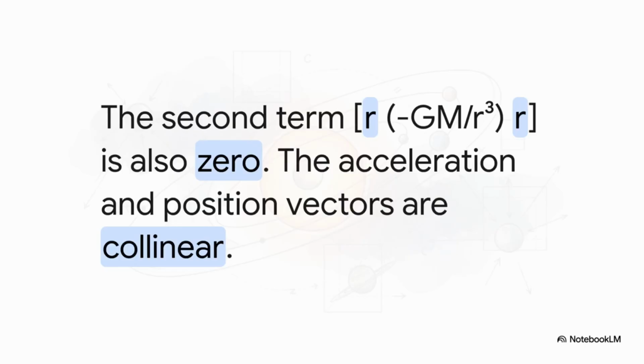Here we need to substitute in our equation of motion for the acceleration, dv/dt. When we do that, we get the cross product of r with a vector that is also pointing along the direction of r. Because gravity is a central force, the acceleration always points directly along the line connecting the two objects. The two vectors are collinear, so their cross product is also zero.